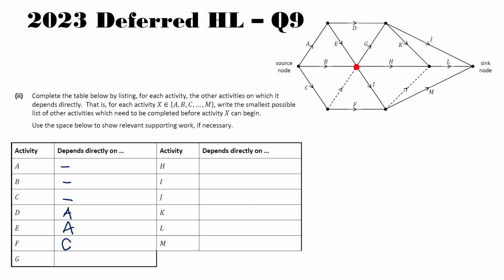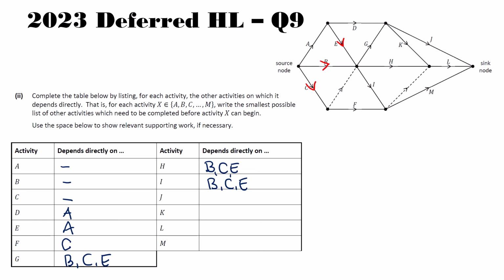So G has three activities feeding into it. It has E, it has B, and it has a dummy, and that dummy is feeding from C. So it has B, C, and E that must be done before G happens. Now, H and I go from the same node. So I'm going to fill in my H and I, because you see there's G we've just done. H and I come from the same node, so it's going to be the same answer. So it's going to be B, C, E here too, and we're going to have B, C, E here too.